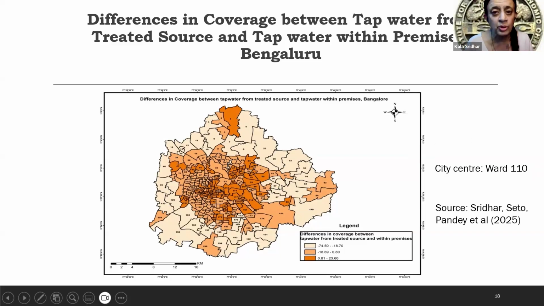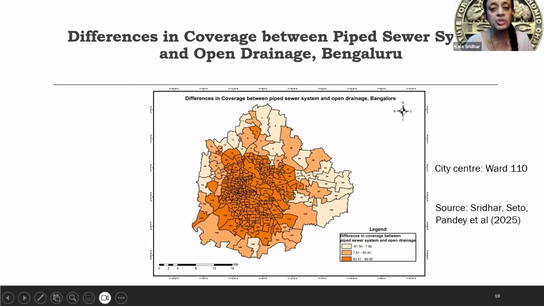And this is the same story. This is the differences in coverage of households between a piped sewer system and open drainage. Again, taking the case of Bangalore. So the darker shades are the ones which are well covered with a piped sewer system, and these whiter areas are the ones which are basically characterized by open drainage.